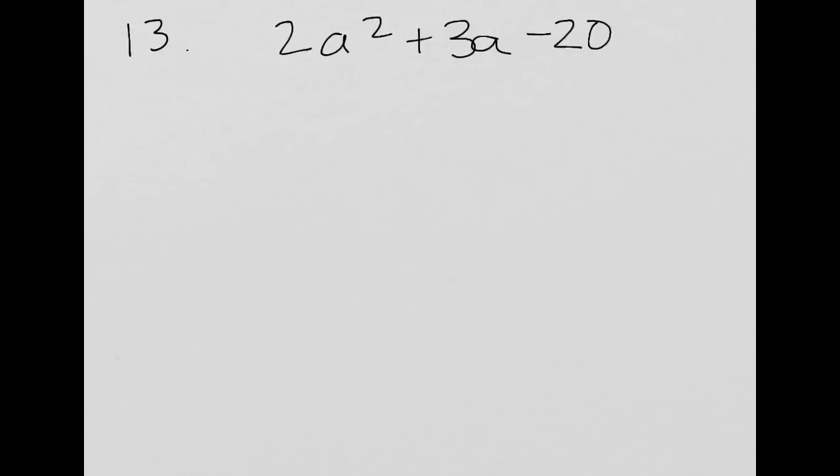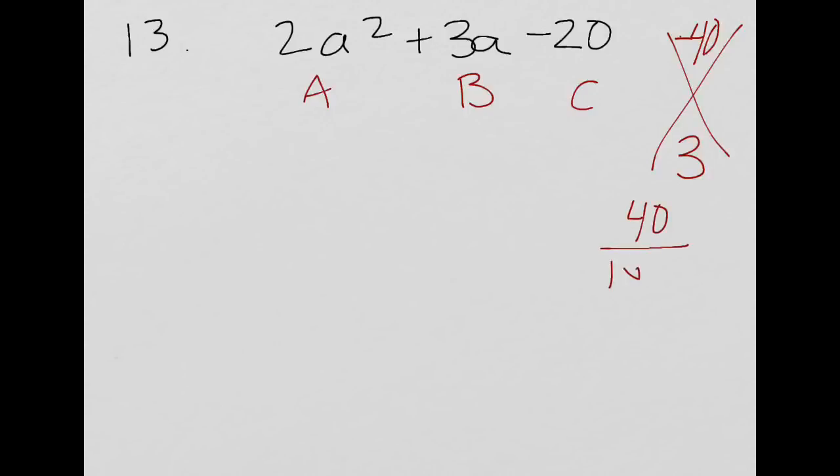And you'll do awesome. All right, on this one, this is my A, this is my B, this is my C. So A times C is negative 40. And my B is 3. So you might need the calculator on this one. If you feel like you do, you're certainly welcome to use it. If you don't, you could list your pairs. 1 times 40, 2 times 20, 4 times 10, and then 5 times 8.